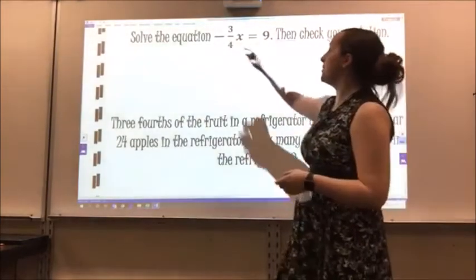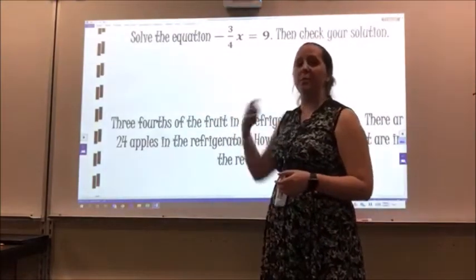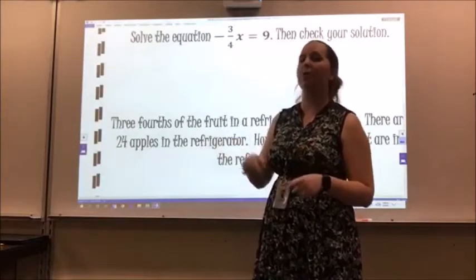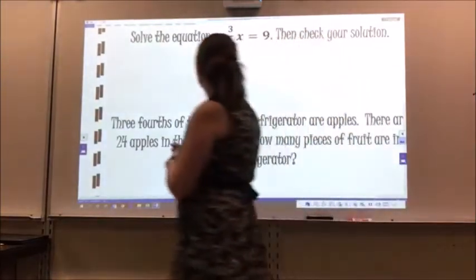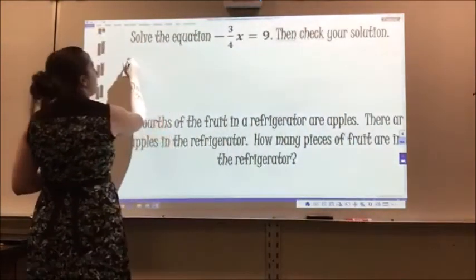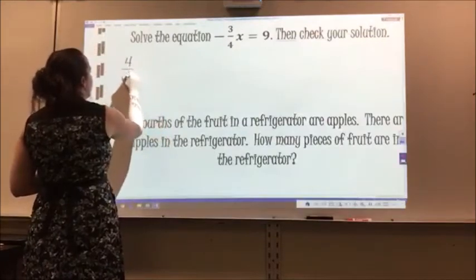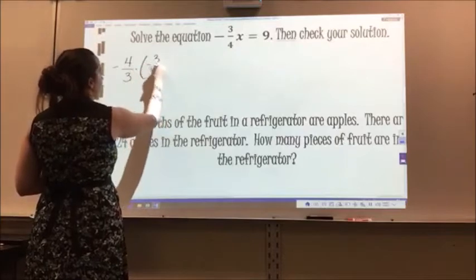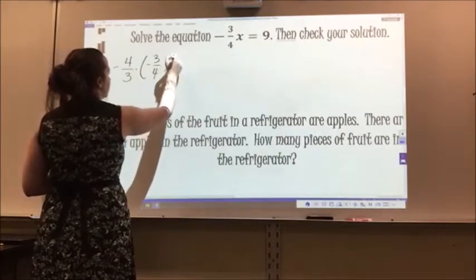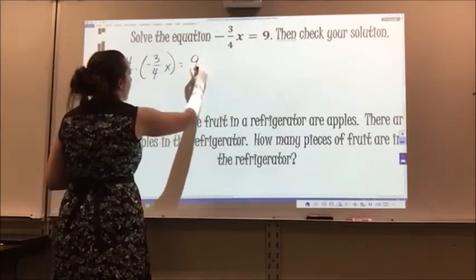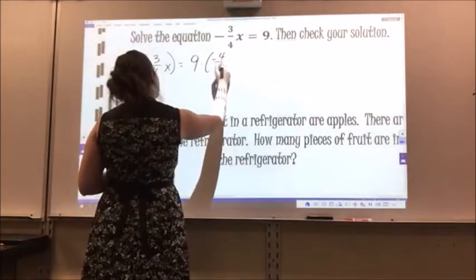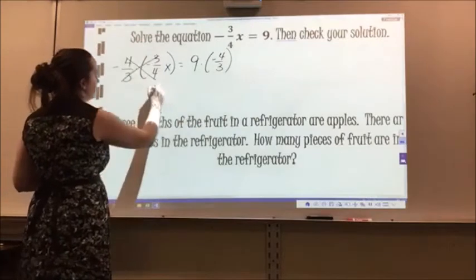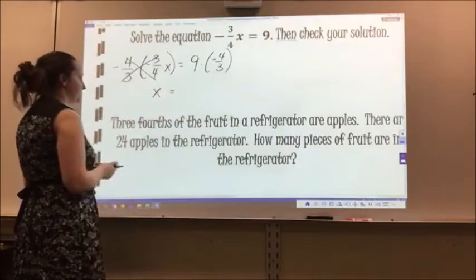So again, we've talked about this when we're dealing with fractions. When we're multiplying, we need to divide, which is really like saying we're multiplying by the reciprocal or the multiplicative inverse. So I need to take -4/3 times -3/4 x equals 9 times -4/3. Okay. When I do this, this cancels out and gets me a positive x.